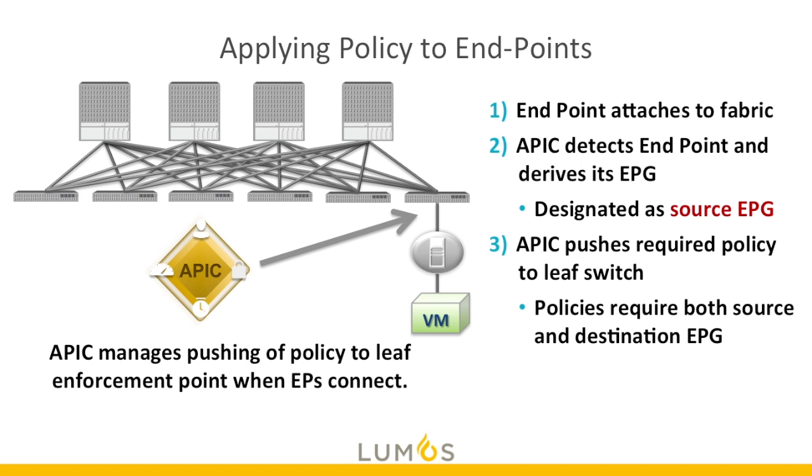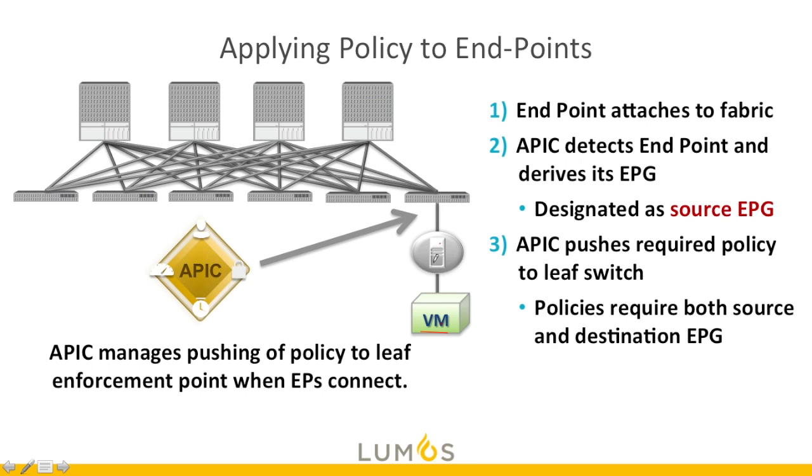Now let's talk about the concrete overview. So we're applying our policy to the endpoints. We define our policy. We put the ANP, the application network profile, into the APIC. And then the APIC goes and implements that into the various configuration, into the various nodes. So for example, we'll have a VM. It's going to attach to the fabric.